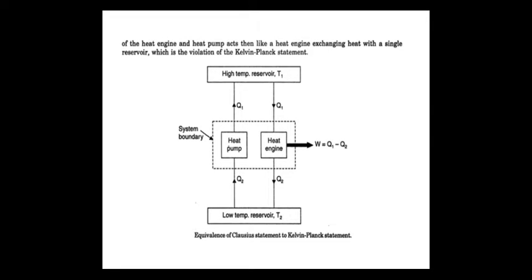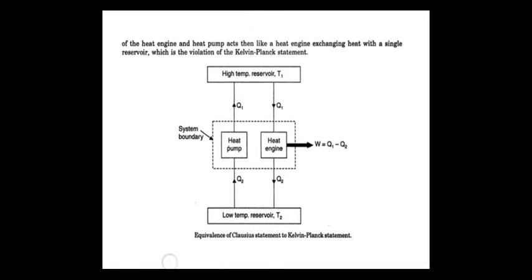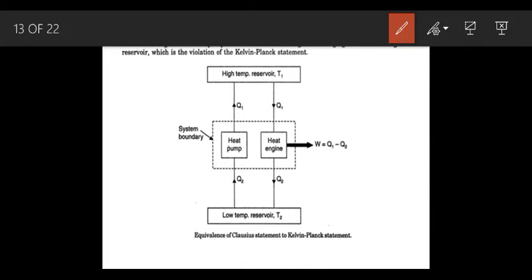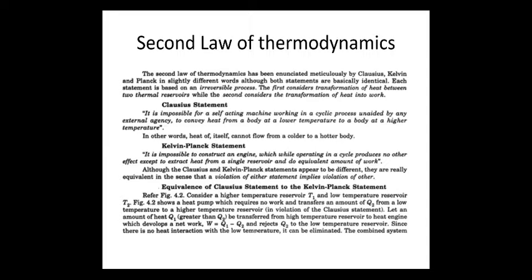Now the Clausius statement implies that it is impossible for a self-acting machine working in a cyclic process, focus on this diagram, unaided by an external agency, to convey heat from a body at low temperature, this is the low temperature, to a body at high temperature. In simple words, the Clausius statement says that heat of itself cannot flow from a colder to a hot body.